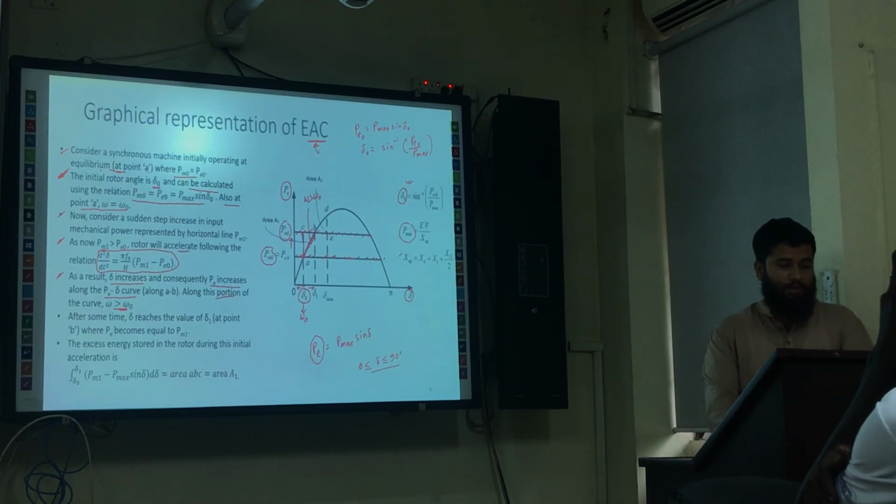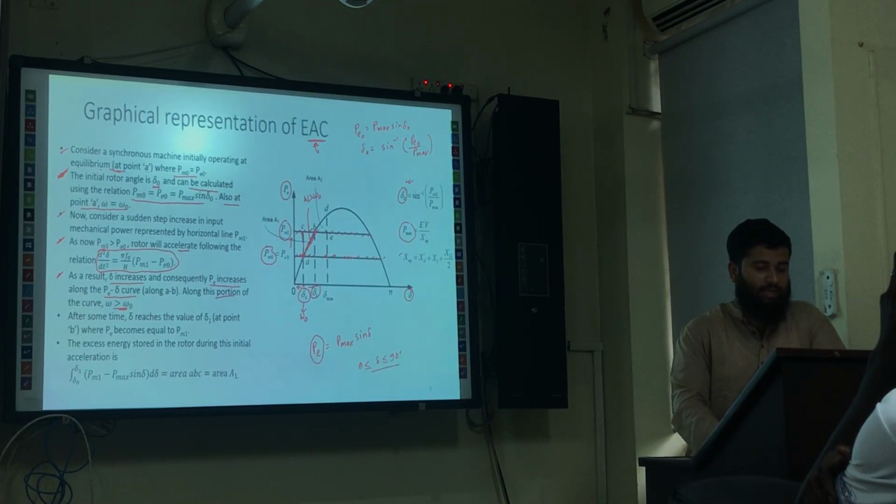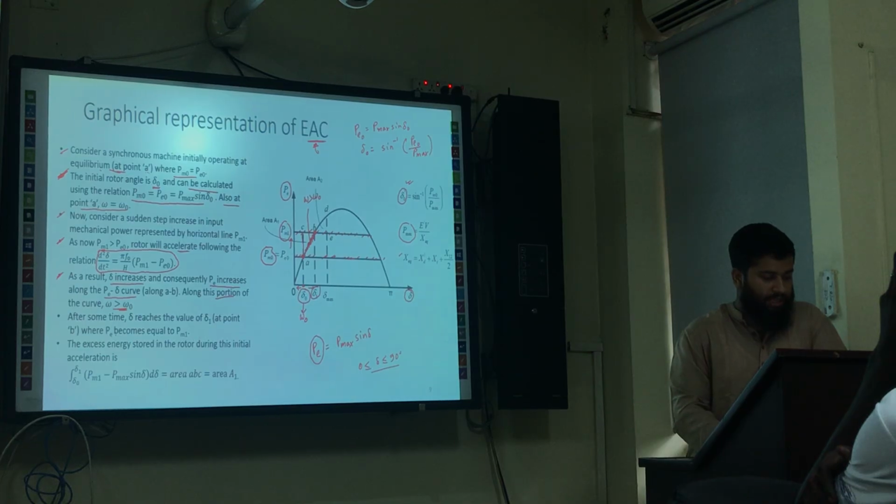Now this P is increasing, and also the delta is increasing. After some time, this delta value reaches the value of delta 1, that is, point number B. And once delta comes to this point, your P becomes exactly equal to PM1, right?